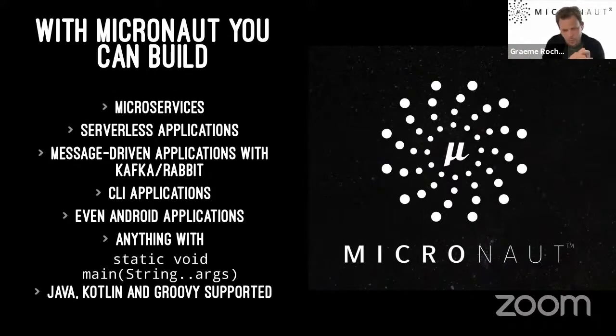And with Micronaut, you can build so many different things. So like I said, you can build microservices, you can build serverless apps. We have great support for things like Oracle Function, AWS Lambda, Google Cloud Run for running your application completely serverless. You can also build message-driven applications with things like Kafka, RabbitMQ, NATS, JMS, all different sorts of messaging frameworks. Command line applications. You can even build Android apps. And like I said, pretty much anything that has a static void main is supported, with Java, Groovy, and Kotlin being the supported languages.